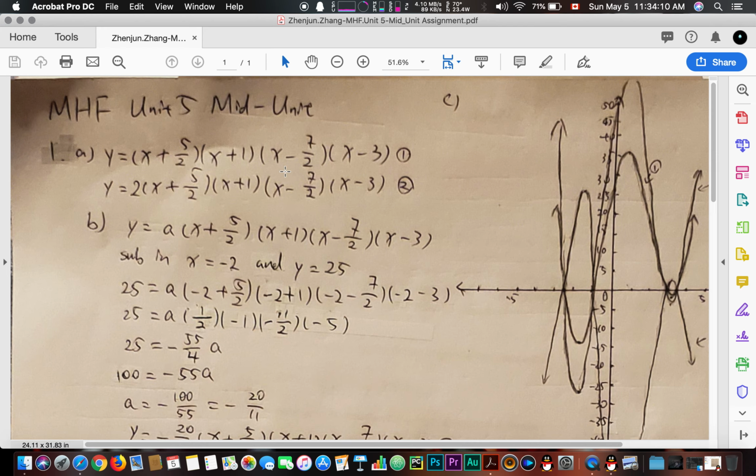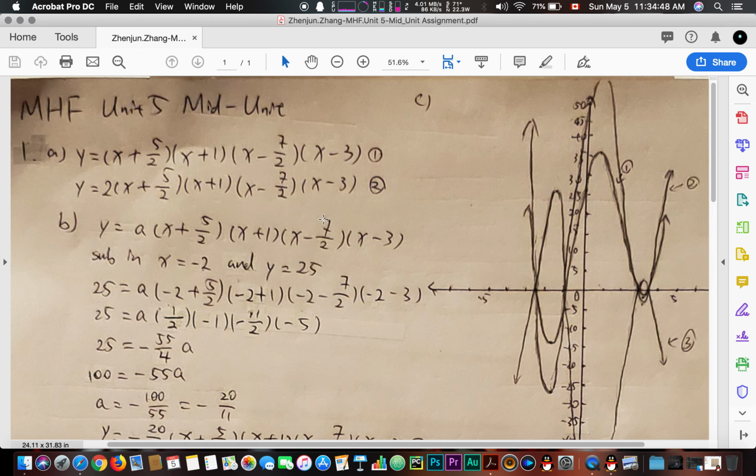we need zeros, right? We need zeros. So at x equals negative 5 over 2, we need to get a 0. Negative 1, and we have an x, we need to get a 0. 7 over 2, and x, we need to get a 0. And x equals 3, we need to get a 0. So with that, pretty easily we will get x plus 5 over 2 times x plus 1 times x minus 7 over 2 times x minus 3. That's our primary function right here.